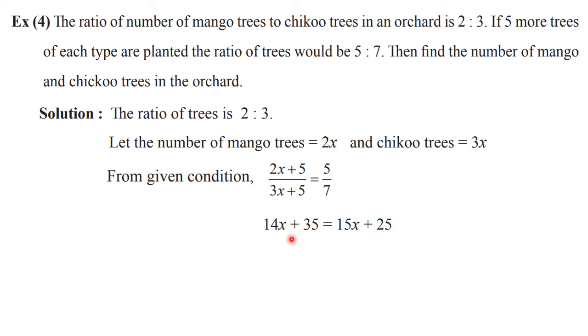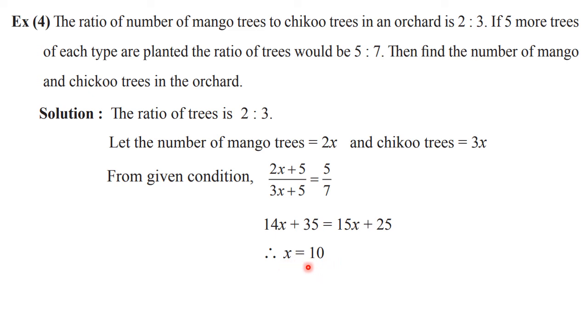Then we can change the side. This 14x we can take this side and 25 we can take this side. So what we will get? 14x, when we shift this side, it will become minus. So 15x minus 14x is simply x, and 35 minus 25 is 10. So x is equal to 10. If we solve it, we will get x is equal to 10.